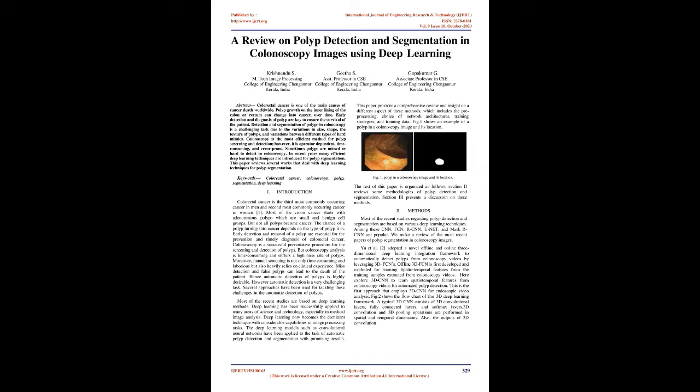Detection and segmentation of polyps in colonoscopy is a challenging task due to the variations in size, shape, and texture of polyps, and variations between different types of hard mimics. Colonoscopy is the most efficient method for polyp screening and detection. However, it is operator-dependent, time-consuming, and error-prone. Sometimes polyps are missed or hard to detect in colonoscopy.